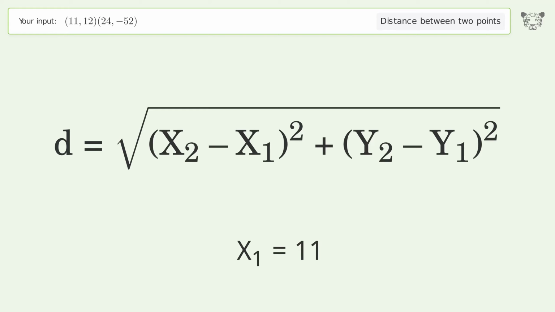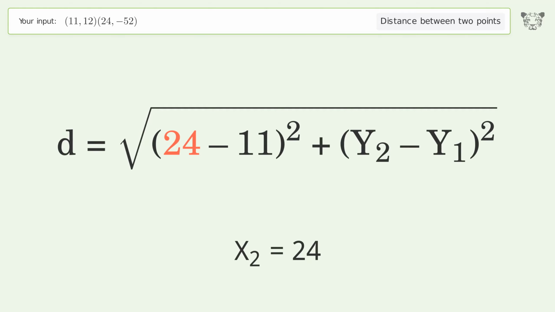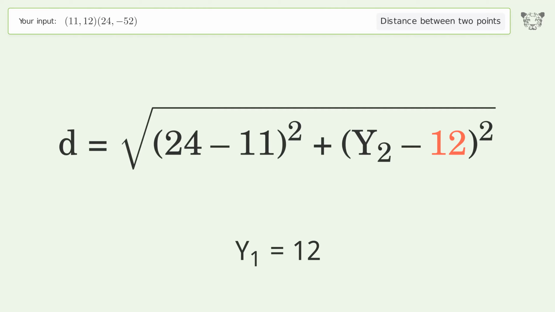x1 equals 11. x2 equals 24. y1 equals 12. y2 equals negative 52.